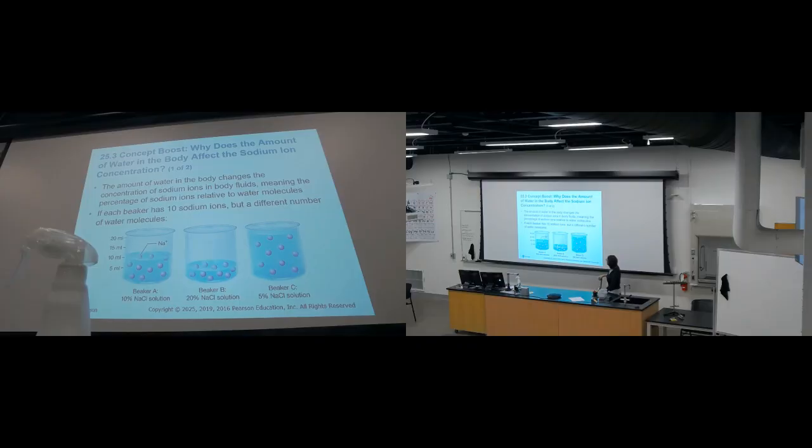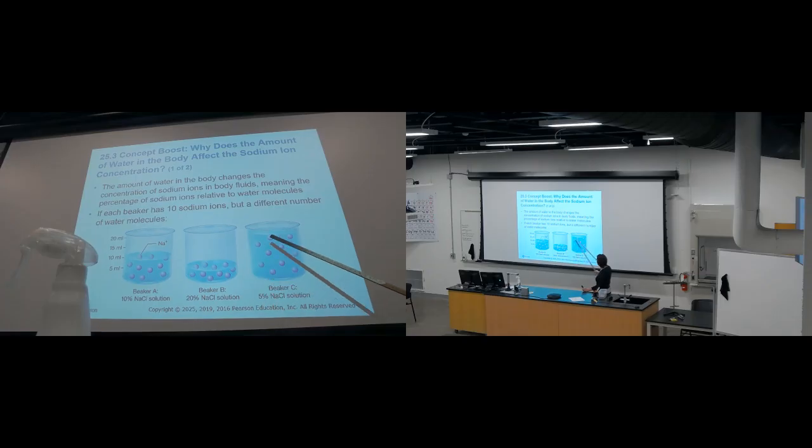So, why does the amount of water in the body affect the sodium ion concentration? Here it tells you about this example with 3 beakers. In beaker A, on the left, you have a 10% sodium chloride solution. Then in beaker B you have the same amount of sodium as in beaker A, but your volume is less, and that increases your concentration of sodium. And this is sodium chloride, not only sodium.